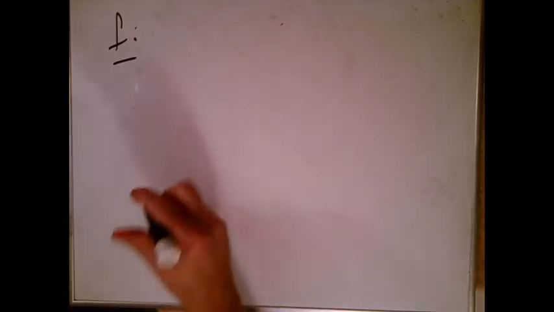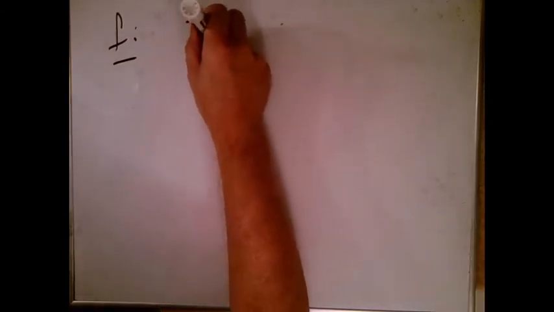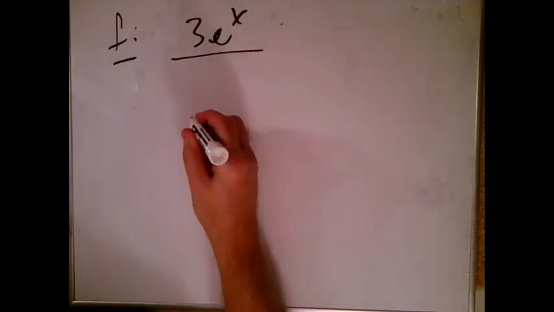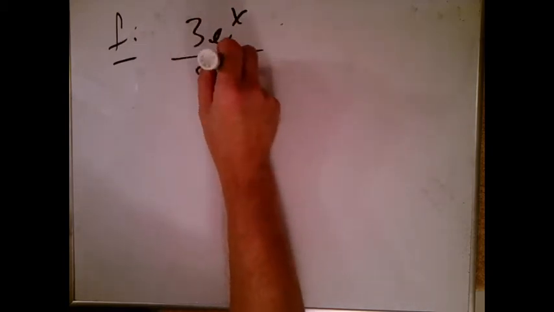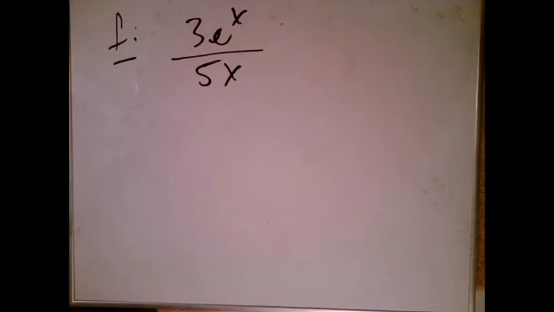The next one on the list that they want us to do is 3 e to the x over 5x. Those of you who had some calculus, don't use the quotient rule. We're trying to get really fluent with all of the ones in the basic rules. See if you can go up and down the list and see if you can't rewrite this somehow so we can use the rules we have. Pause the video, see what you can do.